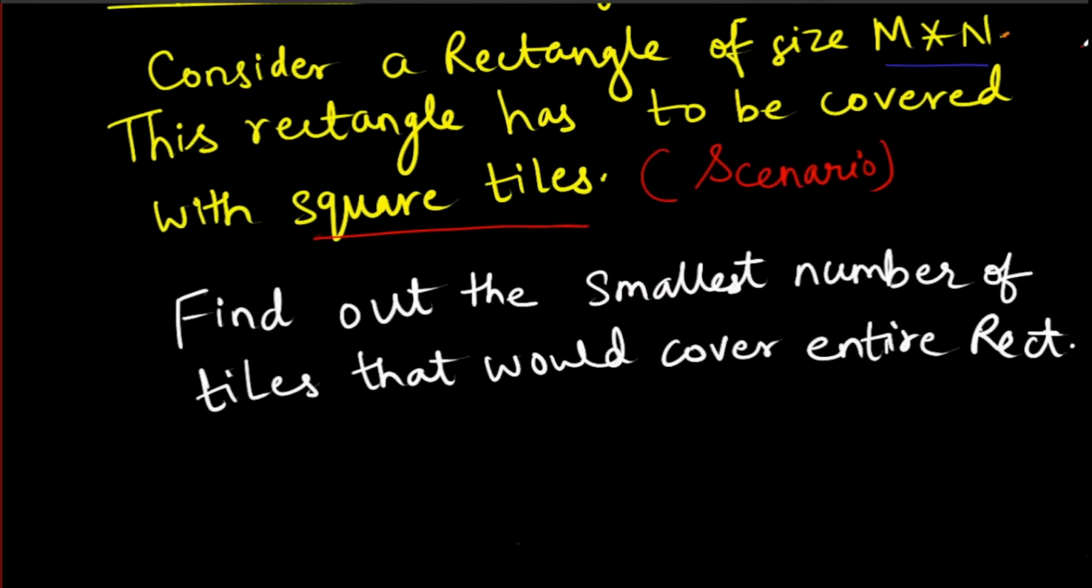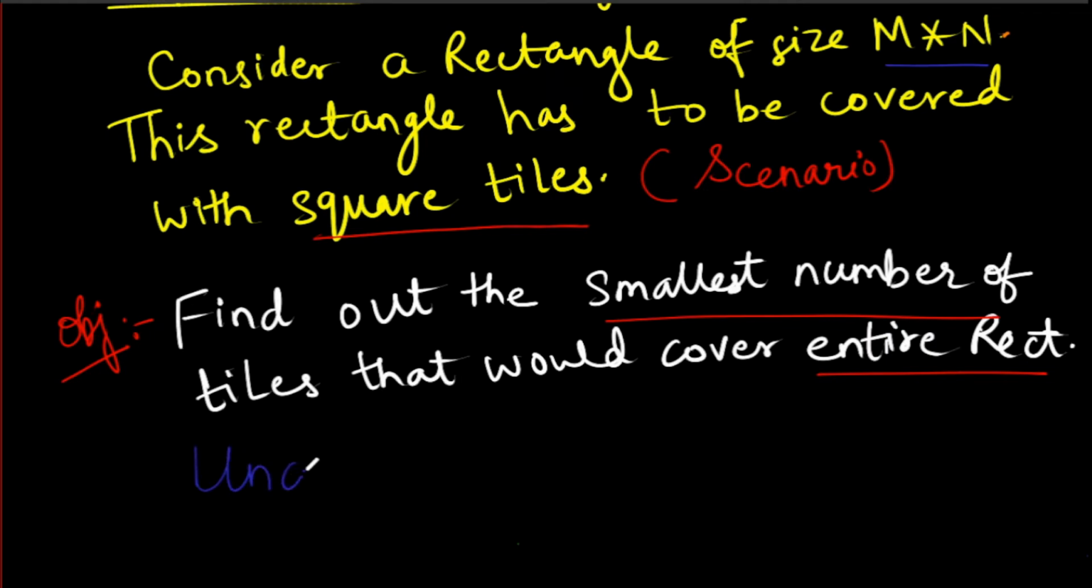Now, here is the objective, which is to find out the smallest number of tiles that will cover the entire rectangle, right? Now, no constraints have been provided, hence this is termed as an unconstrained problem. But let's try to solve the problem for an unconstrained scenario.